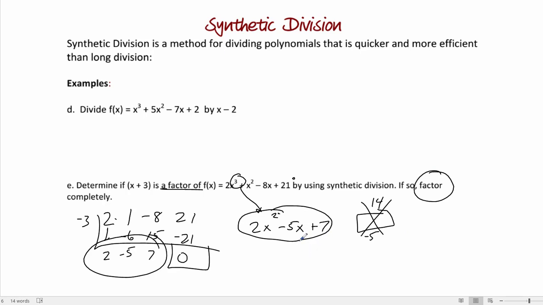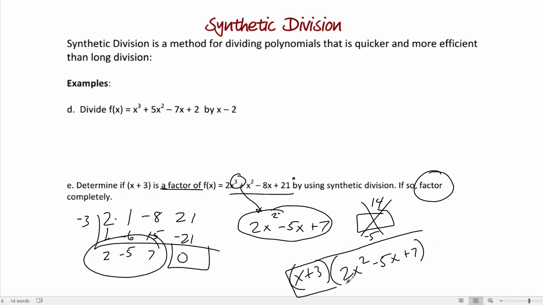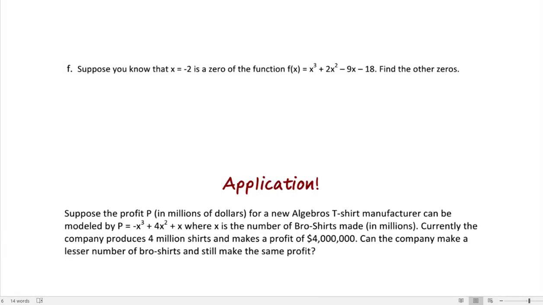So what times what gives me our original polynomial function? It's x plus 3, okay, times the 2x squared minus 5x plus 7. All right. This cannot be broken down any further. So these two polynomials, the binomial and trinomial, multiplied together will give me our actual original polynomial after we divided it. Okay? So this is your answer for part E. Let's move on.